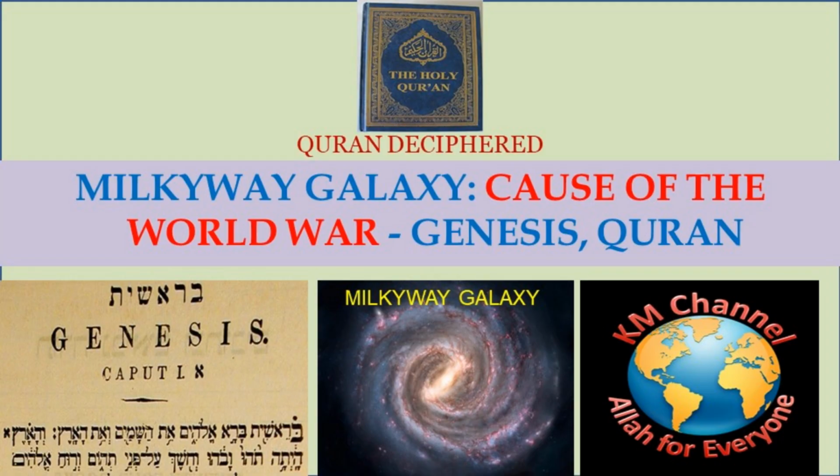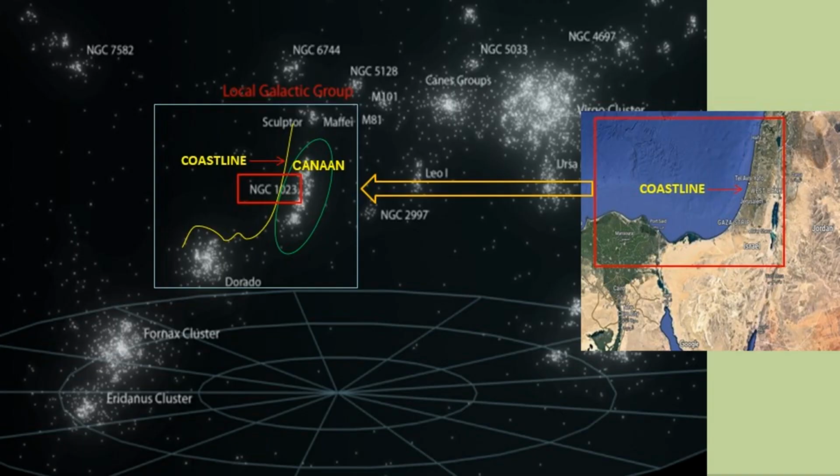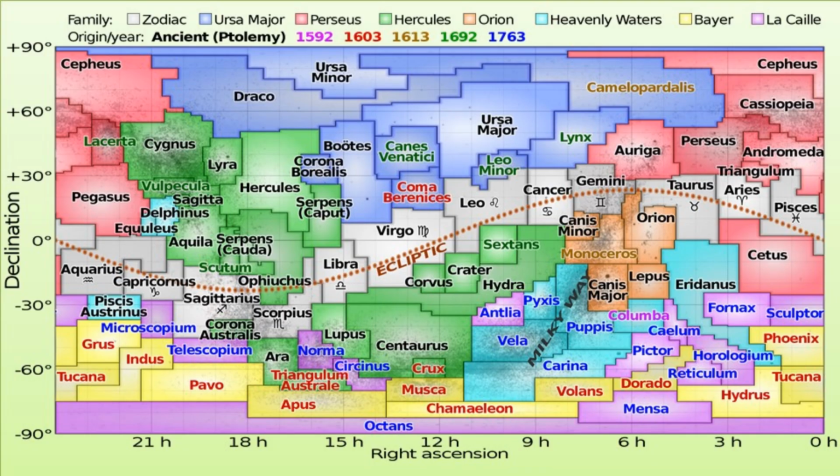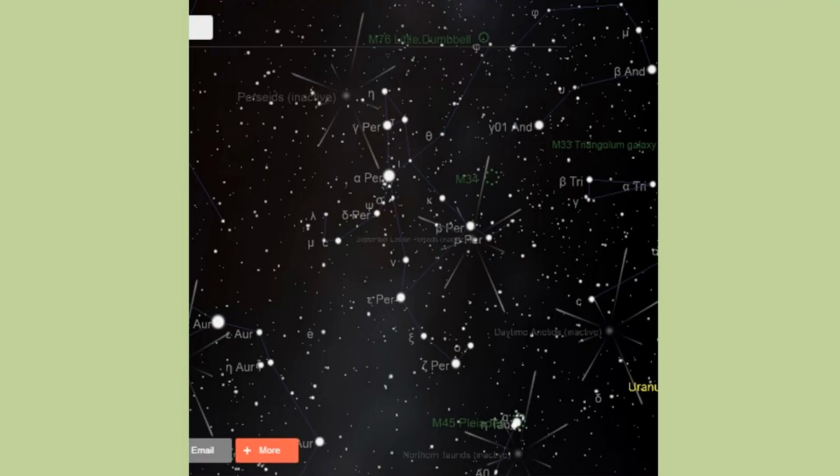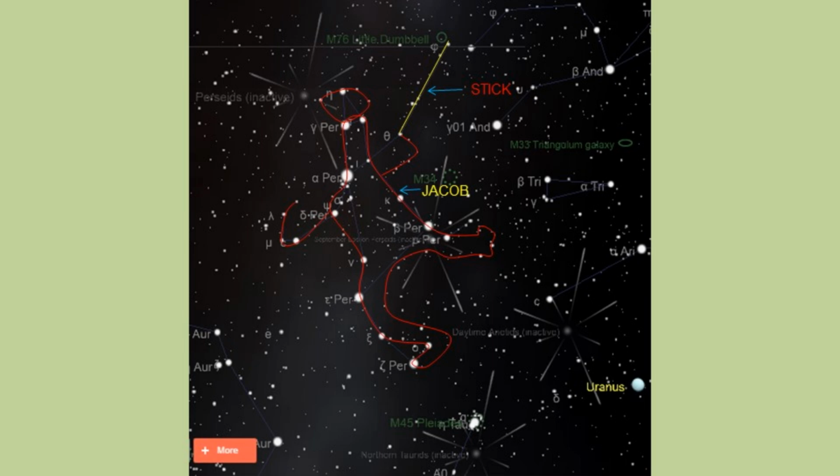As I have shown in my previous presentation, in the Milky Way galaxy, cause of the World War, the NGC 1023 group is the land of Canaan, which is located in the constellation Perseus. Now, let us check the Perseus constellation and connect the stars with a line. On careful observation and reconnecting the stars properly, it creates an image that appears as if a person is running away from a viewer holding a stick.